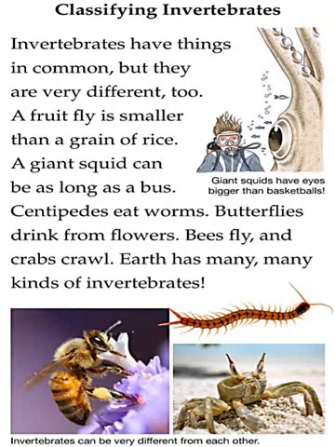Invertebrates have things in common, but they are very different too. A fruit fly is smaller than a grain of rice. A giant squid can be as long as a bus. Centipedes eat worms. Butterflies drink from flowers. Bees fly and crabs crawl. Earth has many, many kinds of invertebrates.